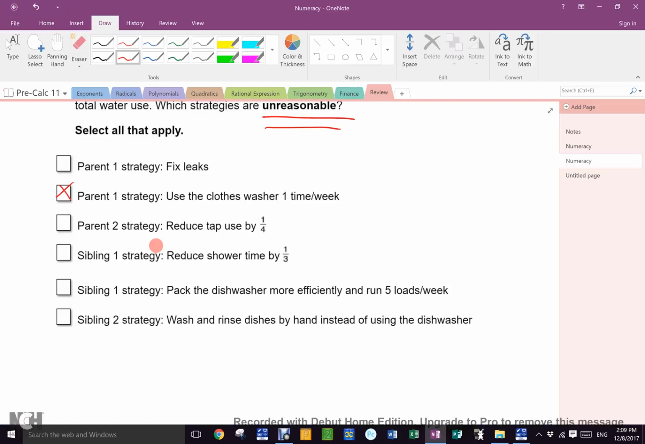All right. What about reducing a shower time by 1/3? Lauren wants to say that is unreasonable. Yeah, because, that's fine, because again, it's subjective. What about the next one? Could we reduce our shower time? I just gave you an example of how to reduce your shower time. We could, but is everyone going to ask?